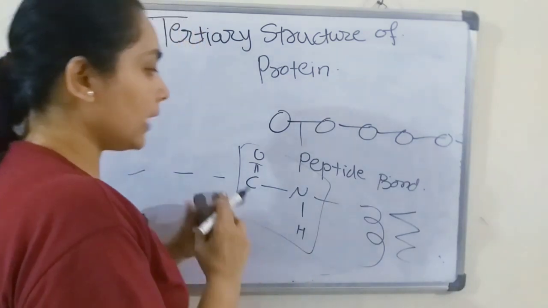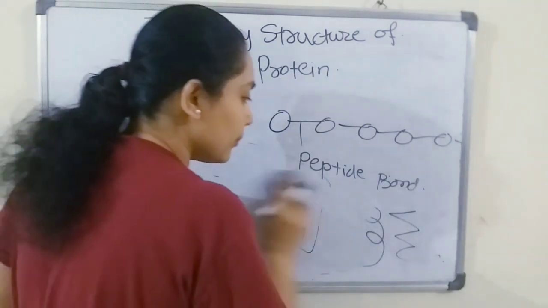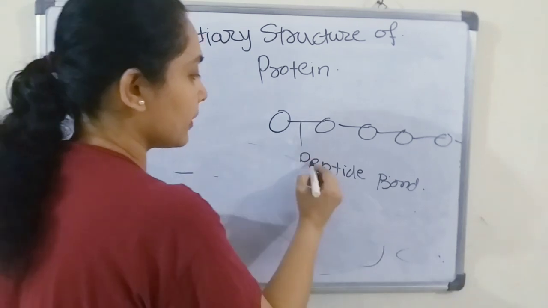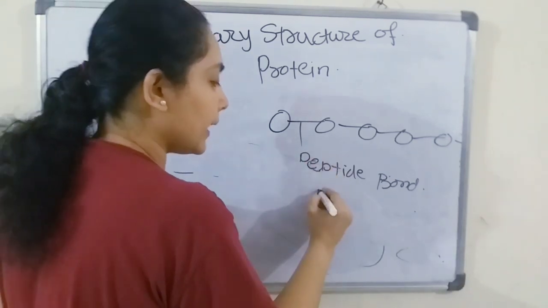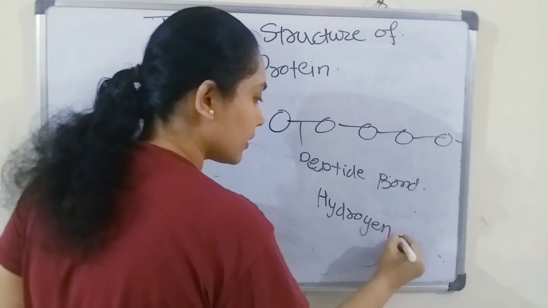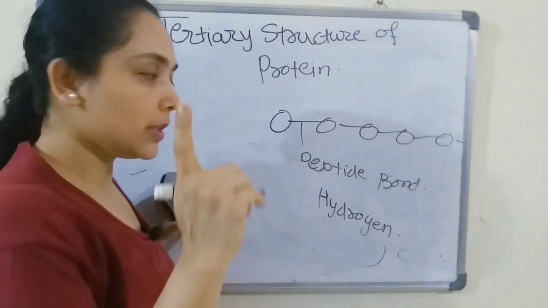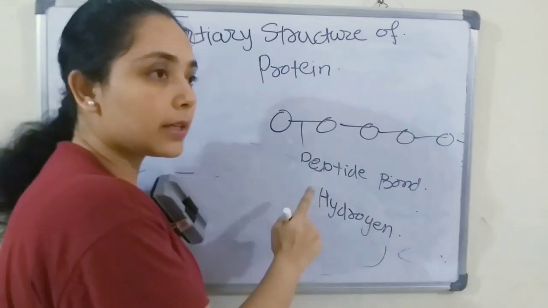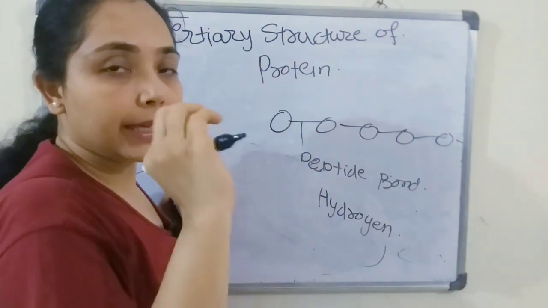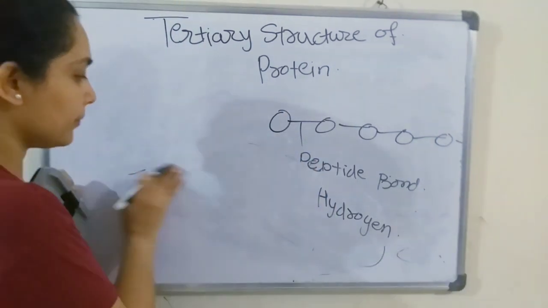So what I am trying to discuss here: primary structure, peptide bond is present. Secondary structure, hydrogen bond. Okay, primary structure, peptide bond; secondary structure, hydrogen bond. But here there is no involvement of the side chain.